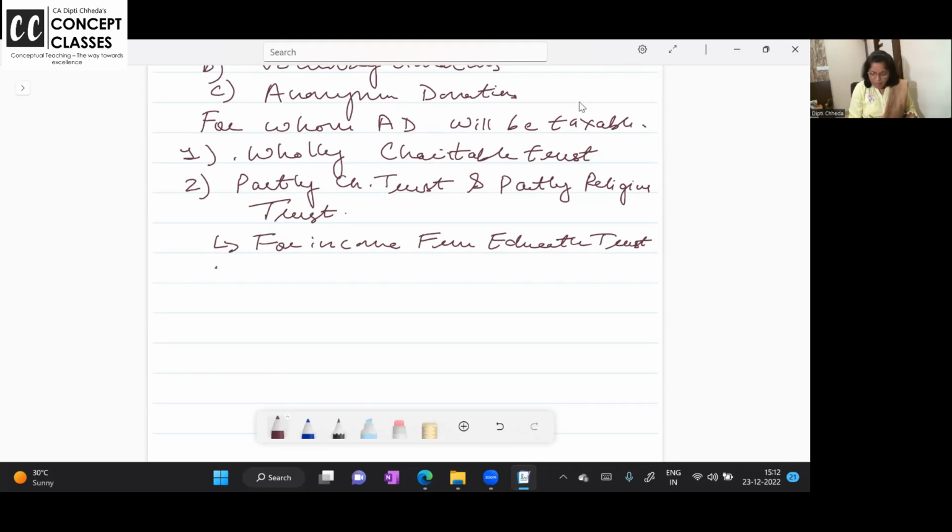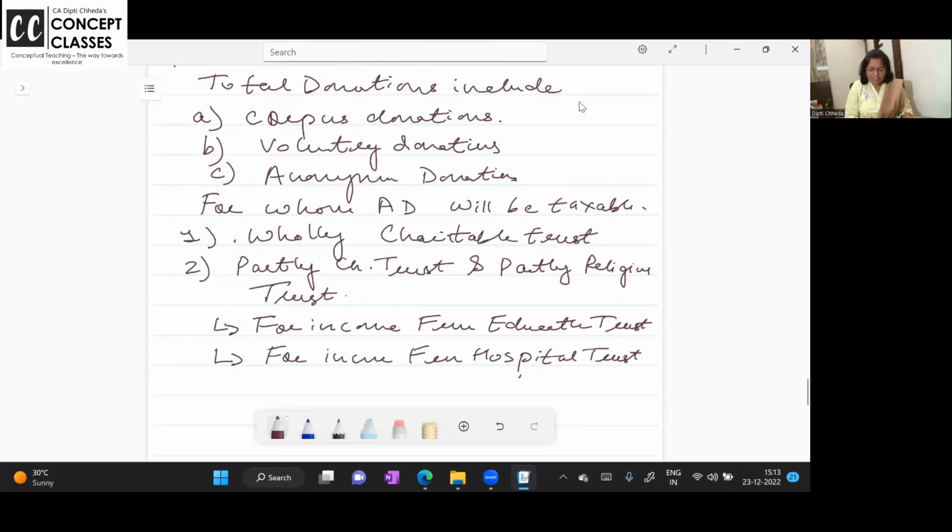And for income from a hospital trust, a hospital which is run by a charitable and religious trust, in short, religious part income is exempt. But if it is a religious cum charitable trust, and from the religious income they are spending on the charitable part, whatever they are running, a hospital for example, like Satya Sai Baba's and all. I'm just taking a name, nothing like that, there are many. So these kinds of educational institutes and hospitals which are run by charitable cum religious trusts, very well, 115BBC.